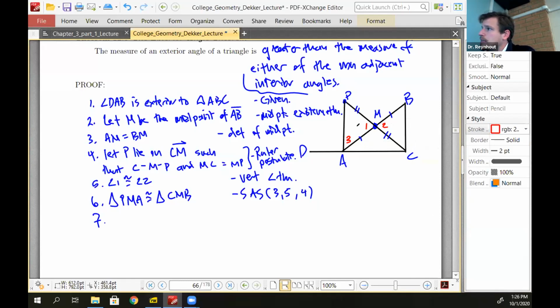But angle DAB is clearly larger than angle 3 because P lies in the interior of angle DAB. So by constructing these very contrived congruent triangles, we've created this triangle, which has a point in the interior of angle DAB. Angle 3 is congruent to this angle, and P is in the interior of DAB. That allows us to make the comparison. So we say that the measure of angle DAB is larger than the measure of angle 3.